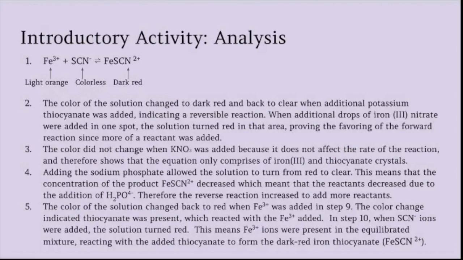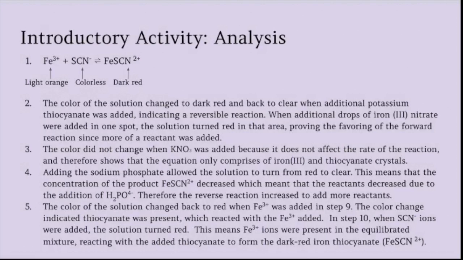The chemical equation for the reversible reaction observed is 1 iron 3 ion and 1 thiocyanate ion, yielding an aqueous iron thiocyanate. The color of the solution changed to a dark red and back to clear when additional potassium thiocyanate was added, indicating a reversible reaction. When additional drops of iron 3 nitrate were added in one spot, the solution turned red in that area, proving the favoring of the forward reaction since more of a reactant was added.